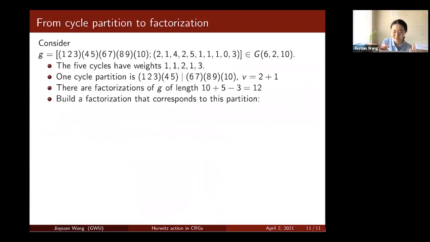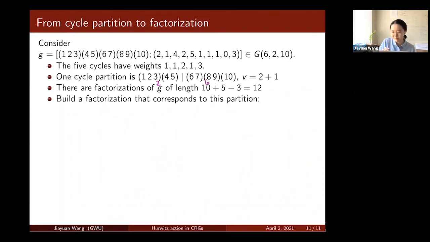So in this example, this is an element in G6-10. It has 5 cycles. Here are their weights. We can do a cycle partition where the first 2 cycles are in the same part, and the last 3 cycles are in a different part. So then there are 2 parts. That's why we have 2 here. And the weight of the first part is 2, and the weight of the second part is 6.